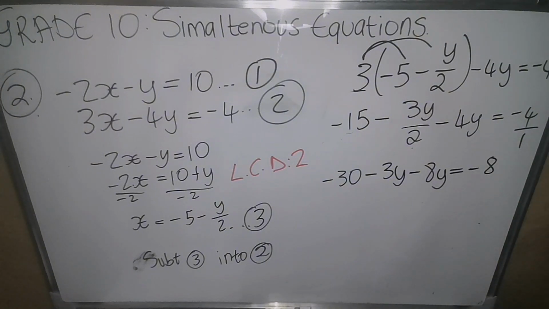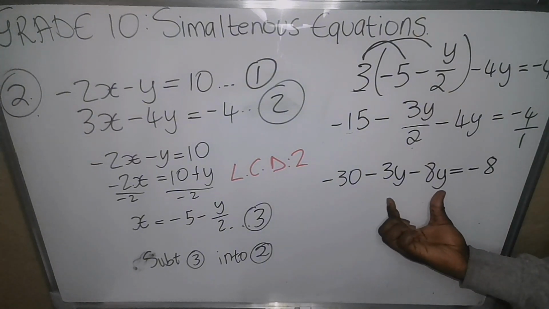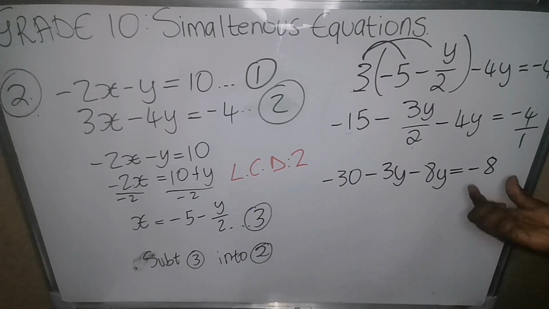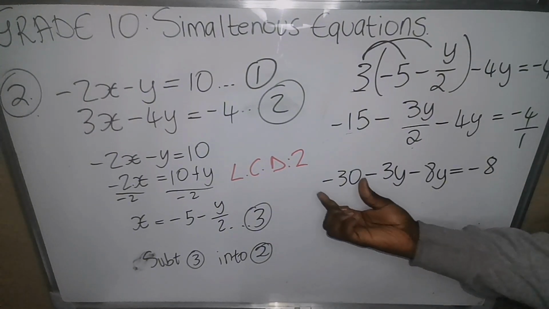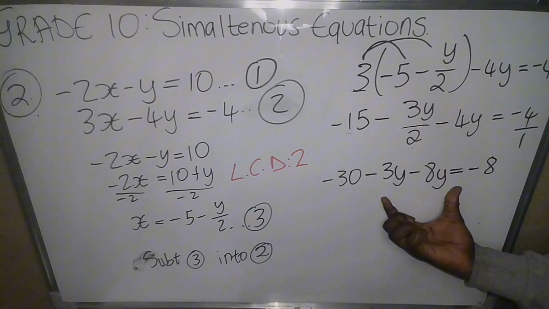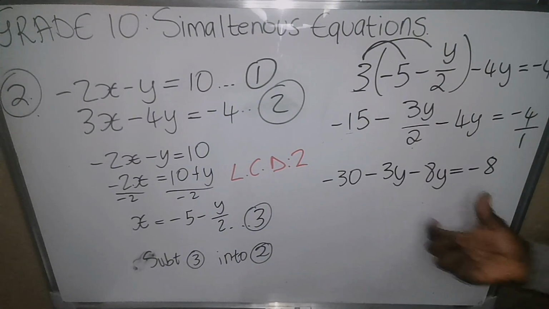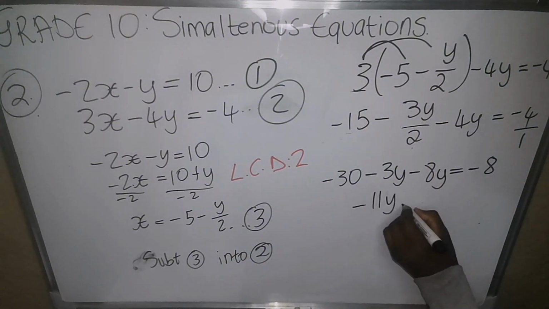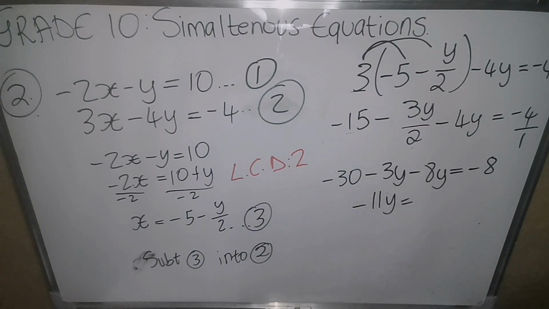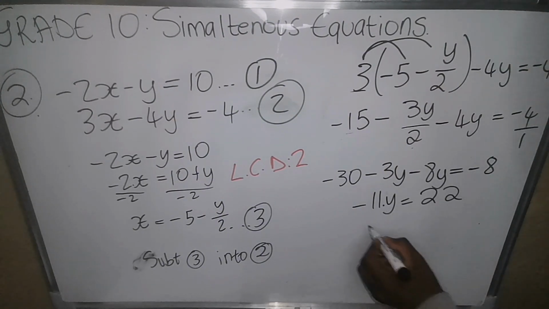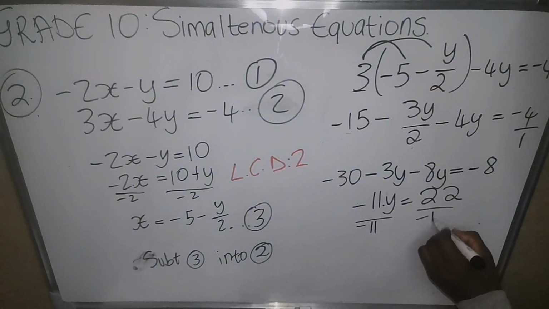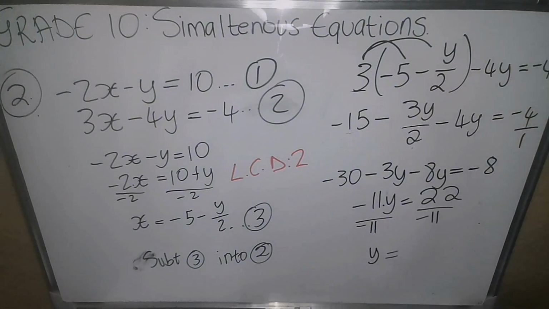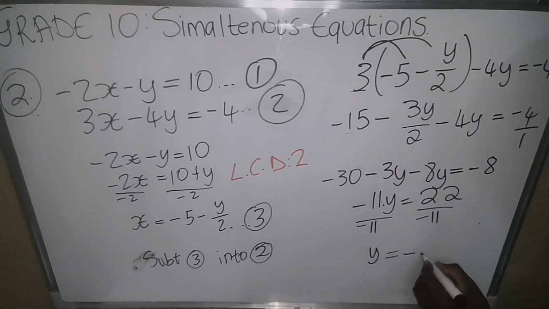Then you solve for y. 3y and negative 8y are like terms, you add them. Negative 30 and negative 8 are like terms, you add them. Therefore, I'm going to transpose this negative 30 to the right and be left with 3y and negative 8y just on my left. 3y minus 8y is negative 11y. Then negative 8 plus 30 is 22. Then you divide both sides by negative 11. Then y is equal to negative 2.